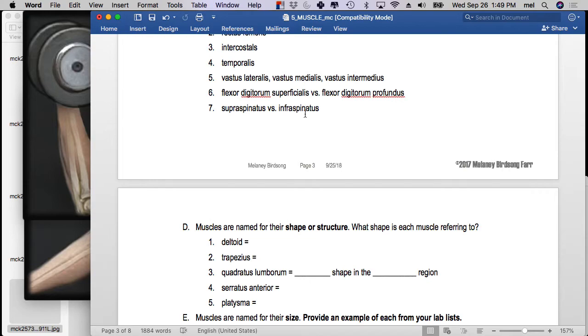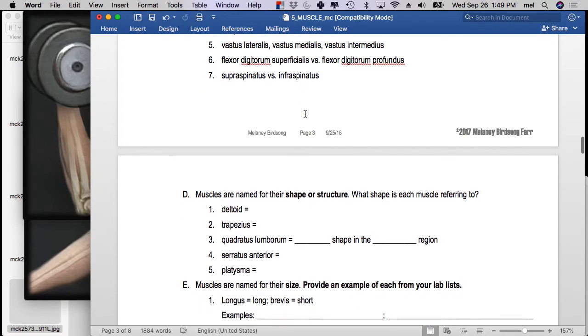Supraspinatus versus infraspinatus. Where do I look for those? Above and below some kind of spine. What spine is relevant here? Scapula. And then if you knew that one was above and one was below, then you could more easily figure out their functionality relative to one another, right? Does that make sense? Okay.